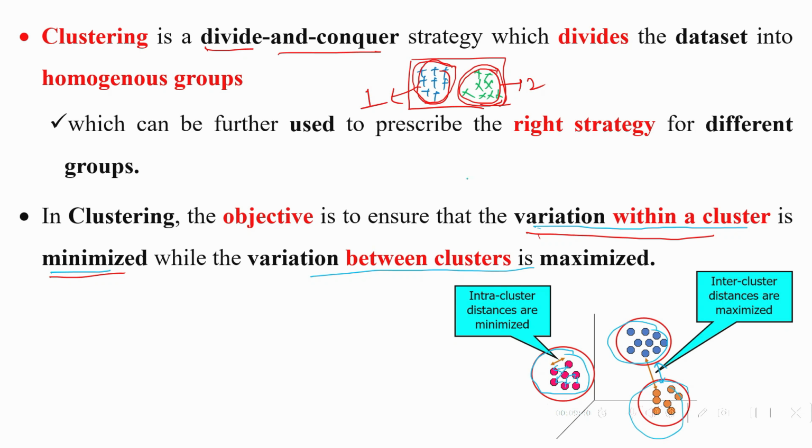The first thing is intra-cluster distances are minimized. Within the cluster, the distance between the elements must be minimized. That is called intra-cluster distances are minimized, and inter-cluster distances are maximized. These are the two important principles of the clustering algorithm.